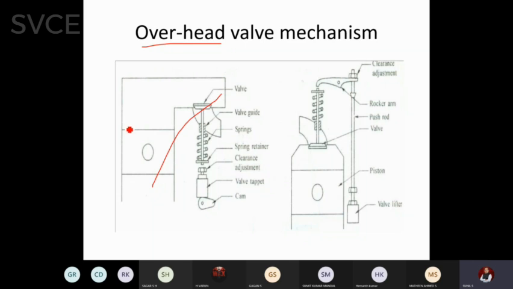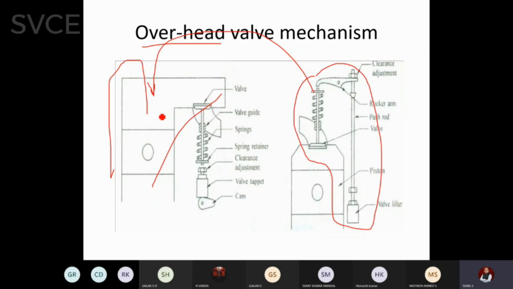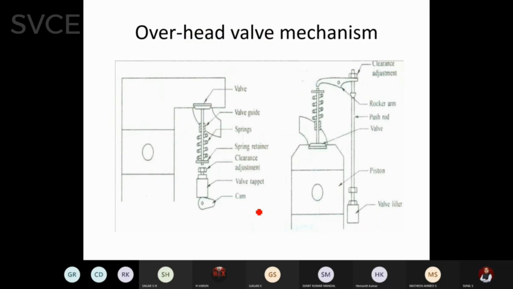If you combine these two mechanisms, then it is called the overhead valve inlet and side outlet mechanism, the third one. Whatever mechanism we can see over here, if you club it here, one entry will be overhead and the exit will be side. You can take down the sketch now. Overhead valve mechanism.